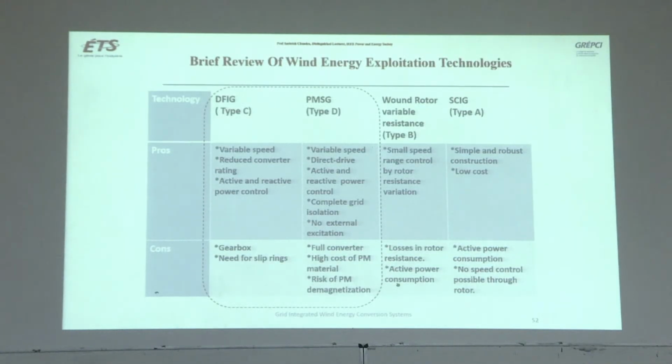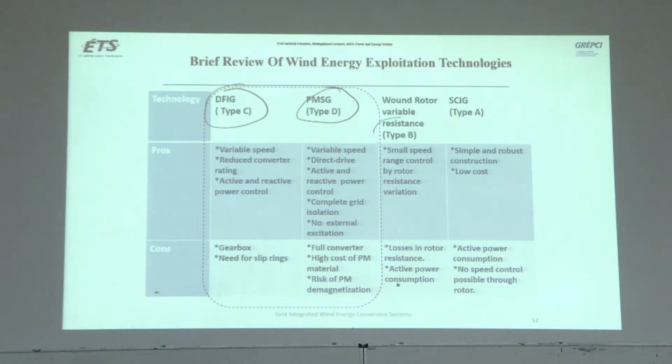This is the advantage of DFIG based wind energy conversion system. So if you compare this DFIG, PMSG, this is what we call wind energy exploitation technologies. So there are type A, type B, type C and type D. Type A is basically squirrel cage induction generator based, that is type A. Because if you are not using a full size converter, then it is difficult to do the MPPT.